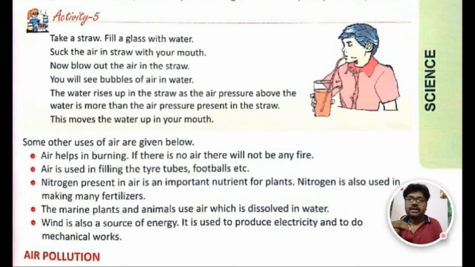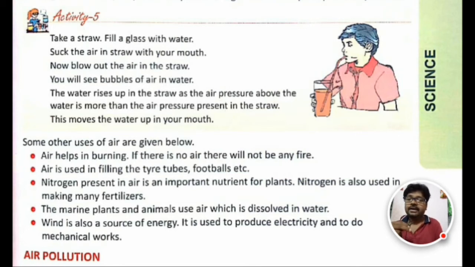Okay? Especially marine, the word related to salty water like seas and oceans. And these animals get oxygen which is already dissolved in the water. They get air that is already dissolved in the water.